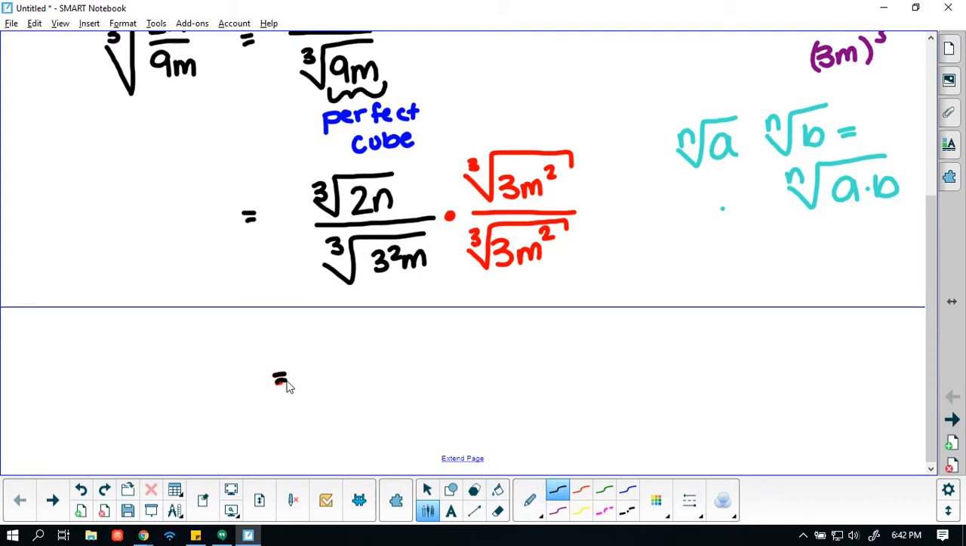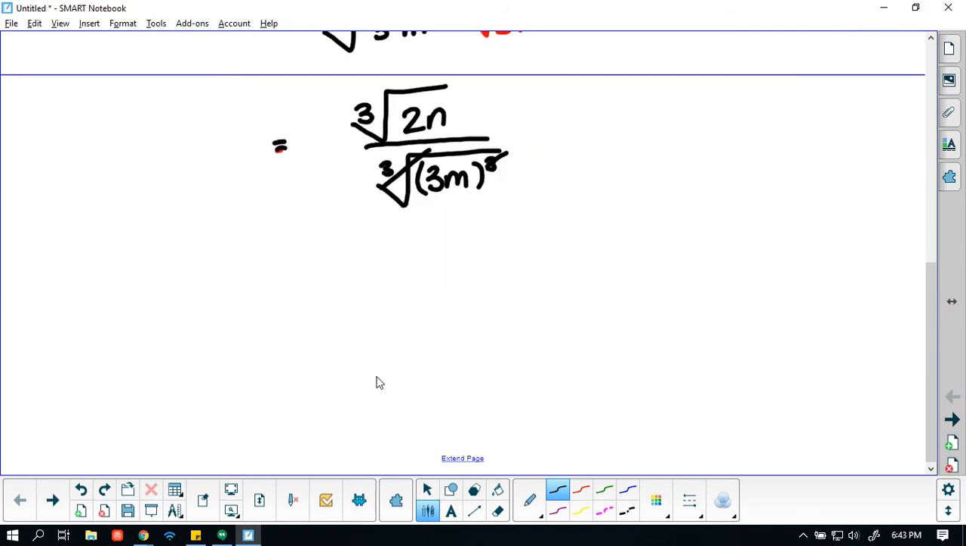Okay, so we know from our work above we will now have 3m cubed, which takes care of this cube root.